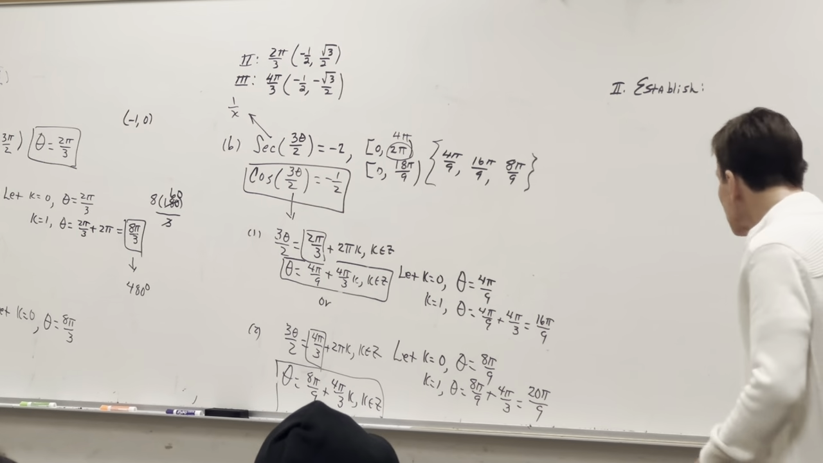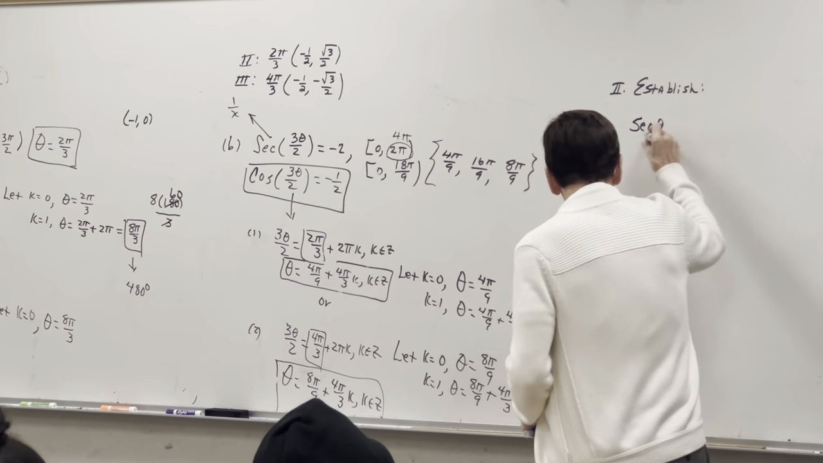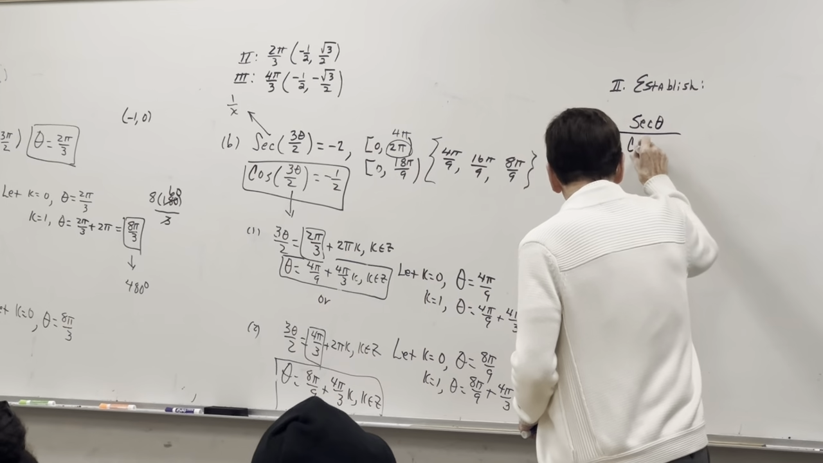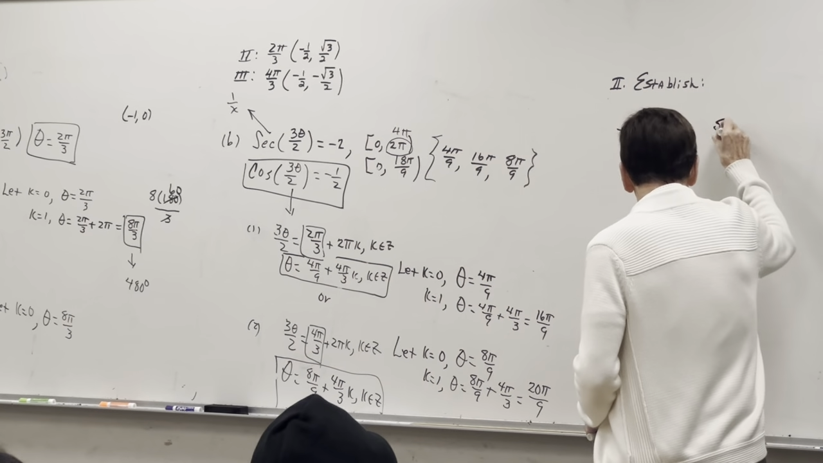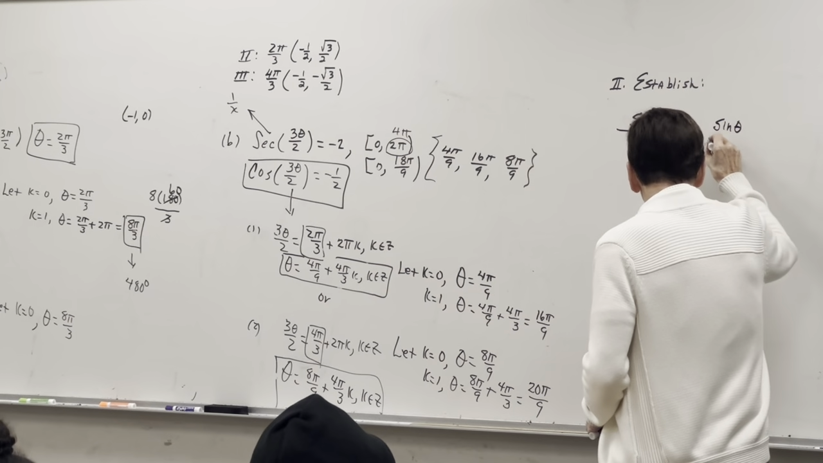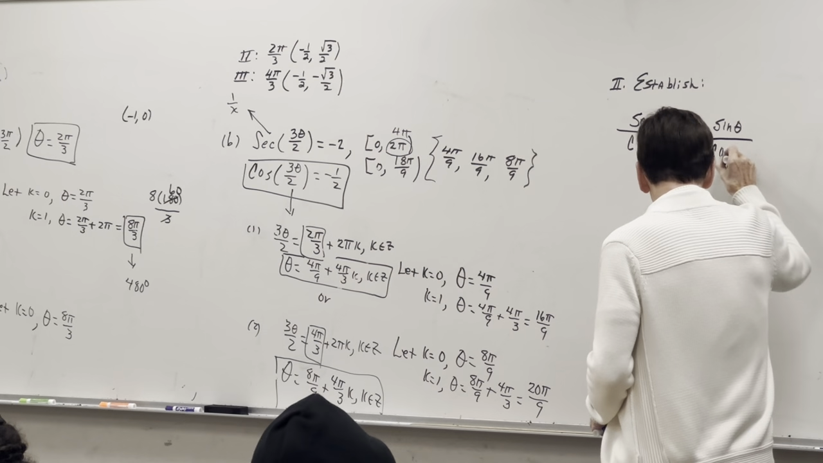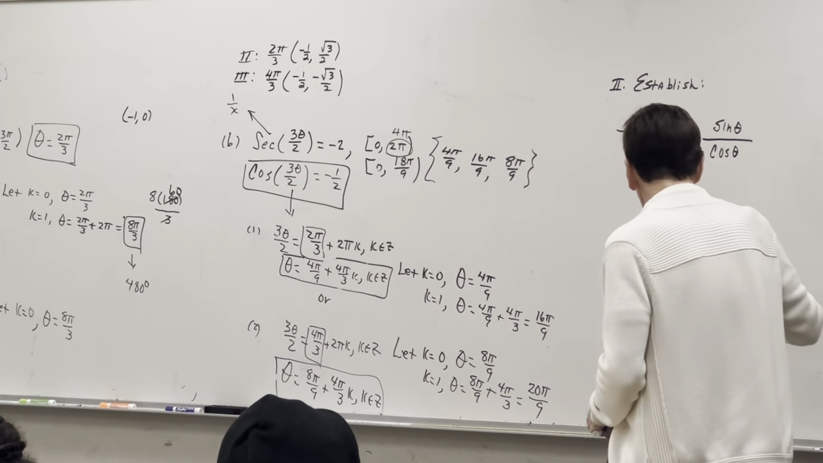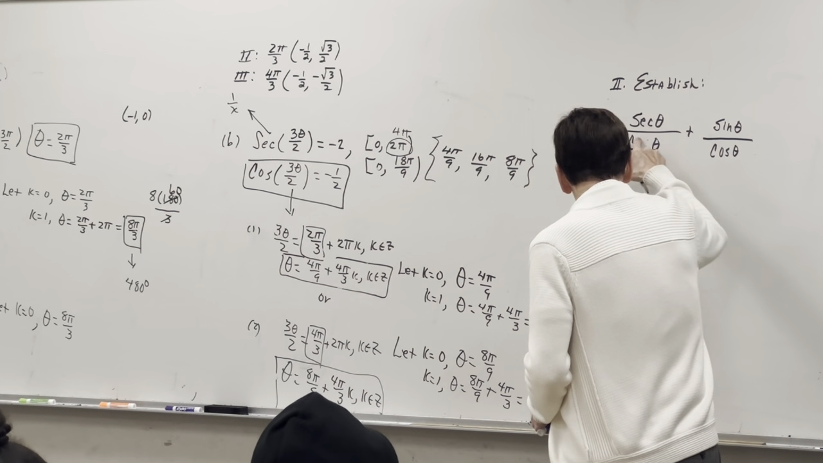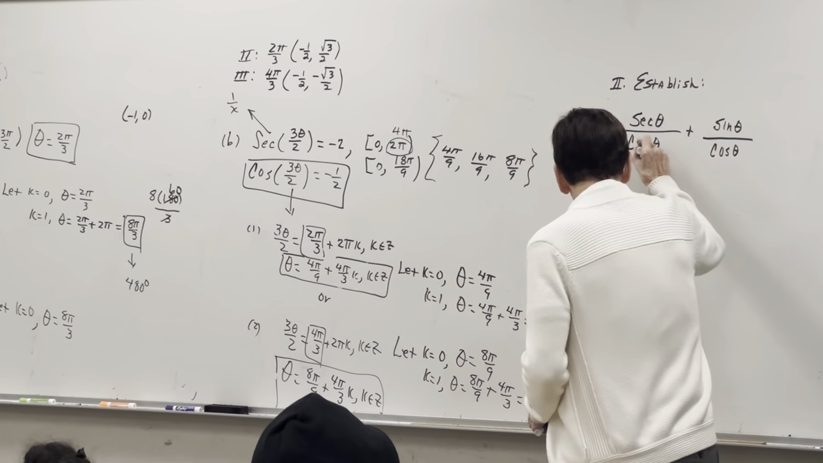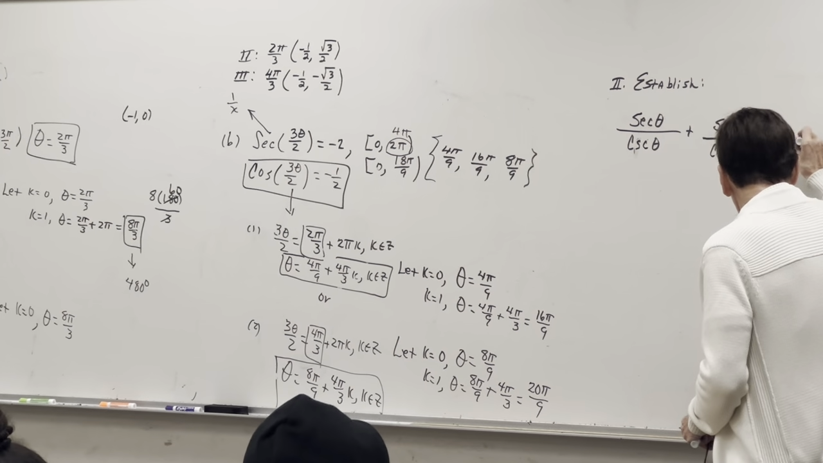Read that to me. Secant over cosecant, plus sine over cosine. No, the first one is cosecant. Secant over cosecant, plus tangent theta, equals 2 tan theta.